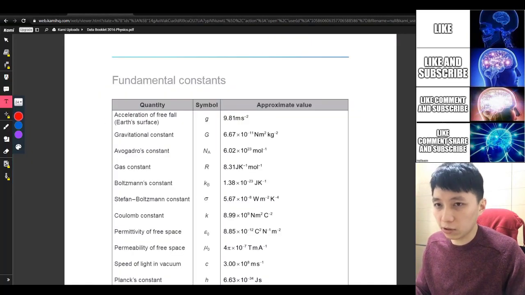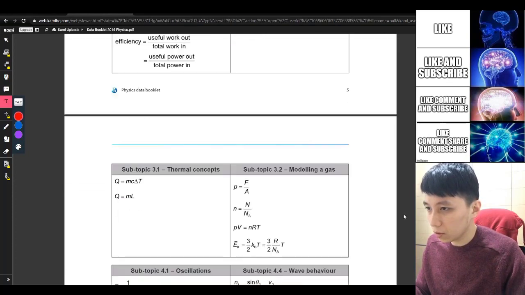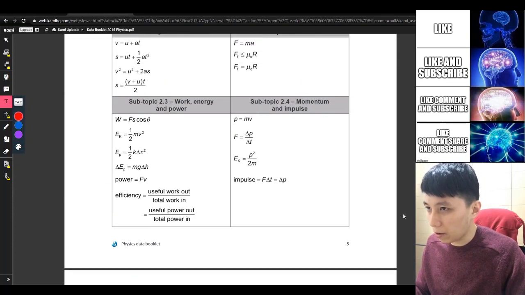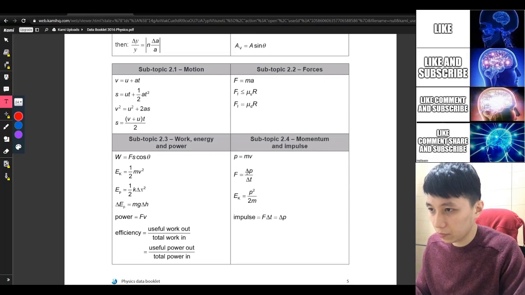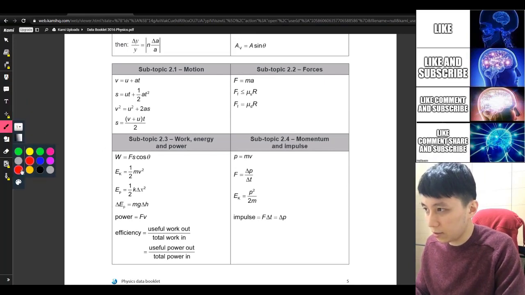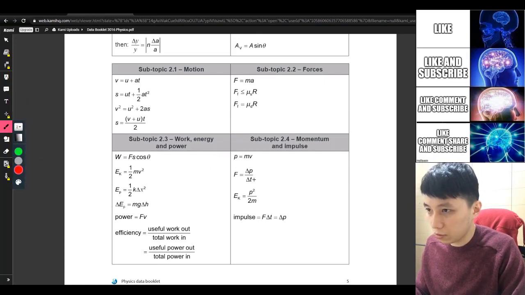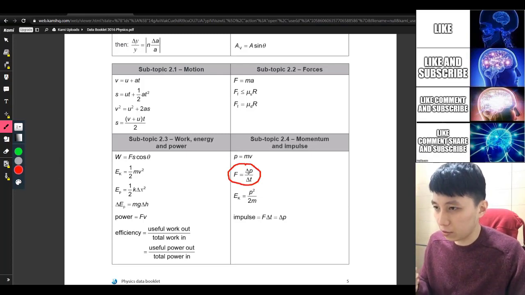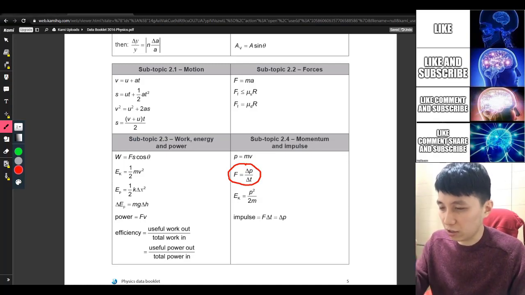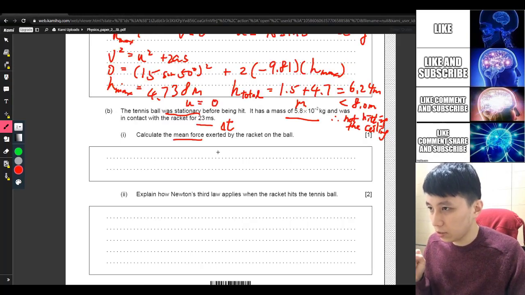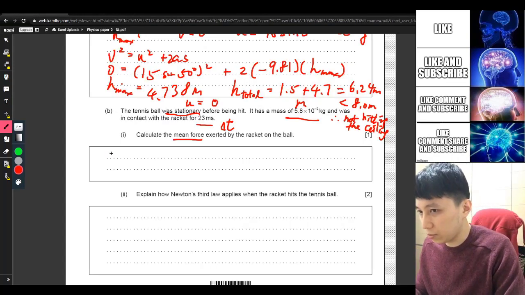Just so you know, in your data booklet, there's an equation about momentum. For this one, you should notice that the force is actually the average force, because you're using delta P over delta T. So it's the idea of average, not instantaneous, unless you use differentiation, dP over dt. So we'll just be using F equals delta P over delta T.